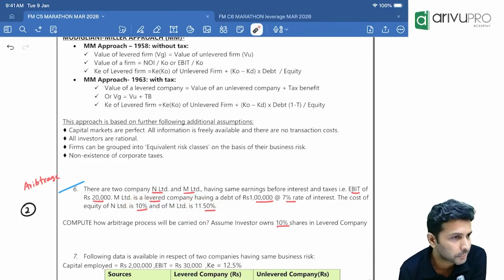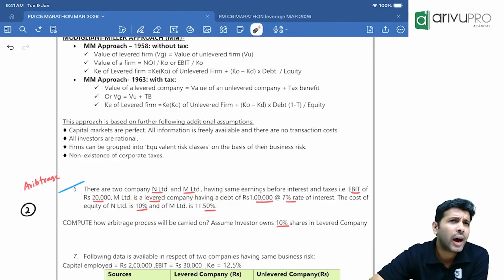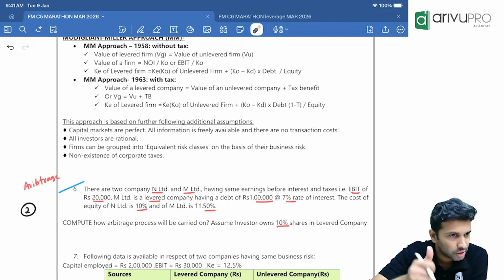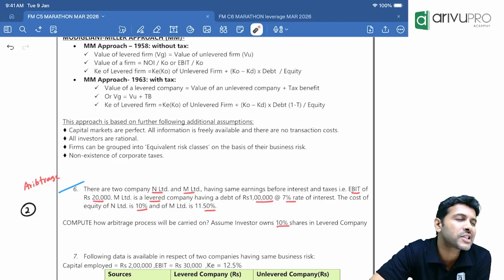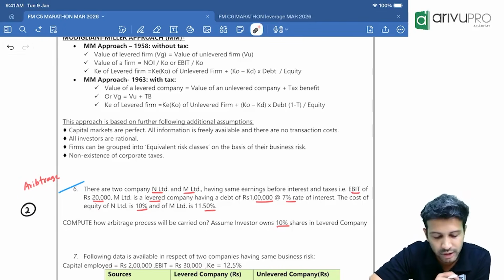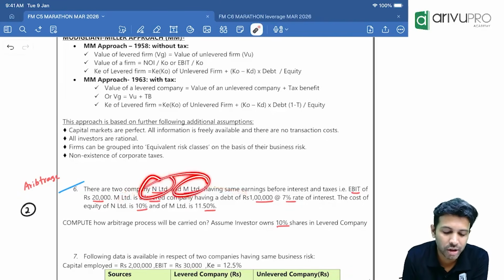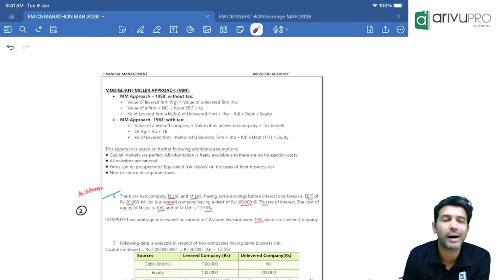Cost of equity is given. Now, arbitrage only works when the value of both the firms is not equal. So first let's confirm that. The first step in an arbitrage problem is to find out the market value of both the firms. Here one is levered and one is unlevered. Which is levered? M, because they are using debt. So that means N becomes your unlevered. Find out the market value of the firm. How do you find out the market value of the firm?